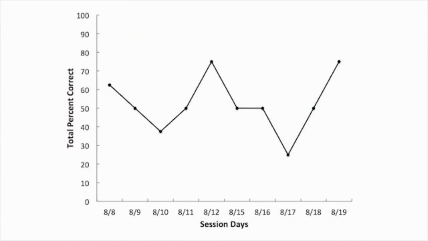What's going on with this one? This is what we call variable performance. Basically, there's no consistent trend. The student isn't making more and more correct responses, but the data isn't flat either. Nor is the student making fewer and fewer correct responses. The student's performance is what we might say all over the place. With data like this, your supervisor will investigate many factors that may be contributing to the student's variable performance.